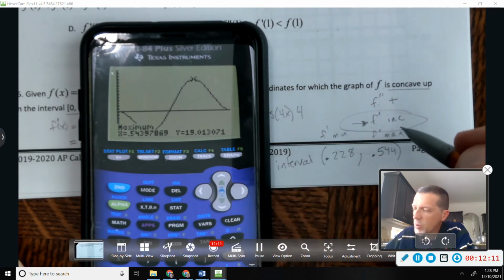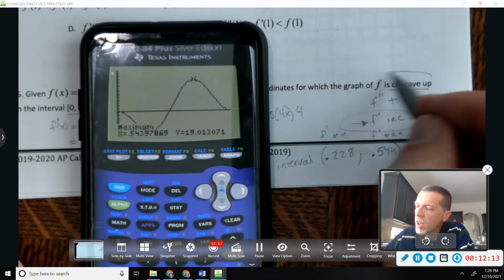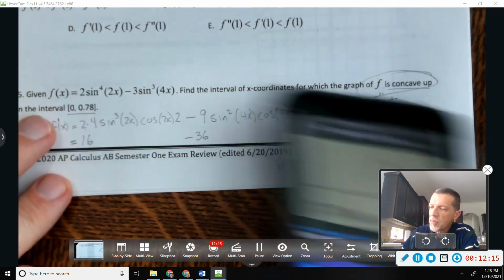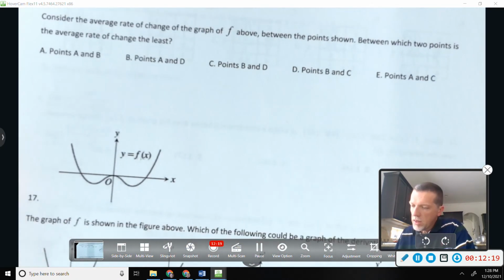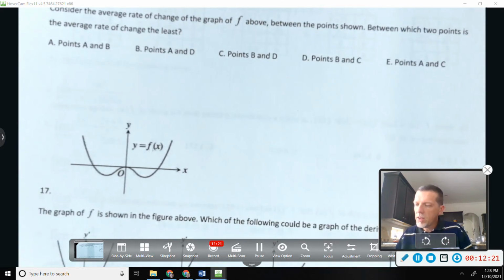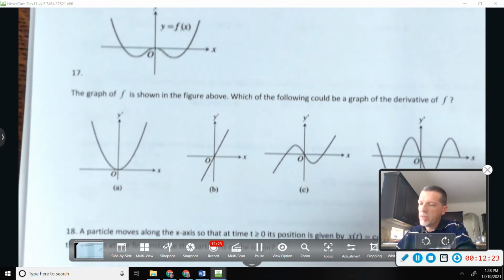That means f double prime is positive. That means f is concave up. All right, 16 we can skip. Well, I bet you can do it.